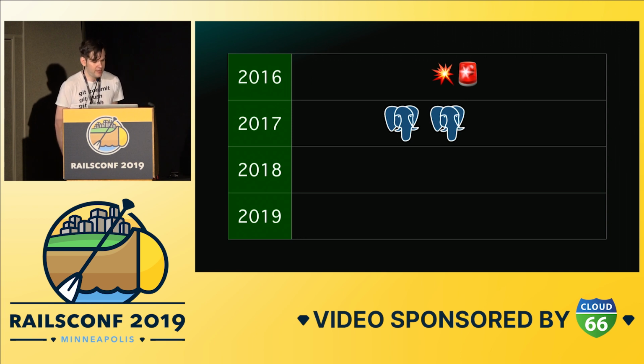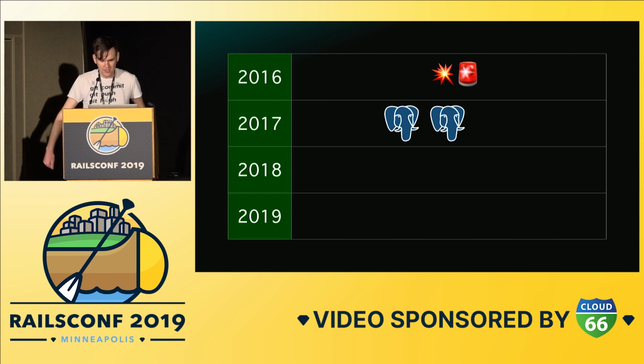So in 2017, we split our Postgres reads and writes from our core application. Our end user traffic is very, very read heavy. So that took the pressure off our master node. So no more deadlocks, good stuff.